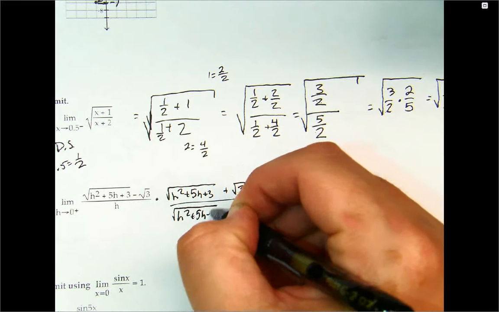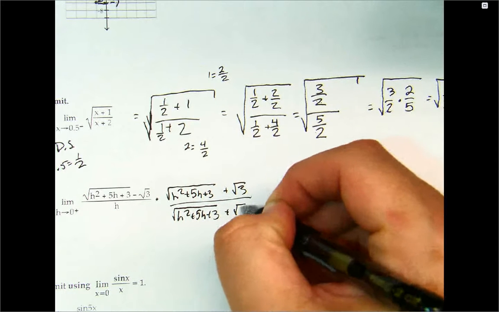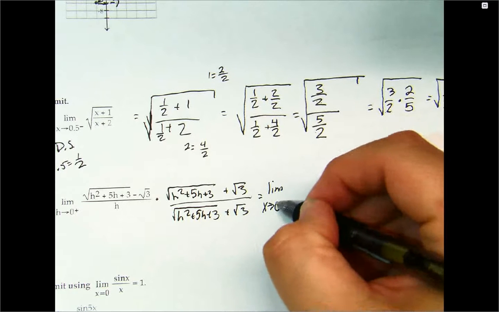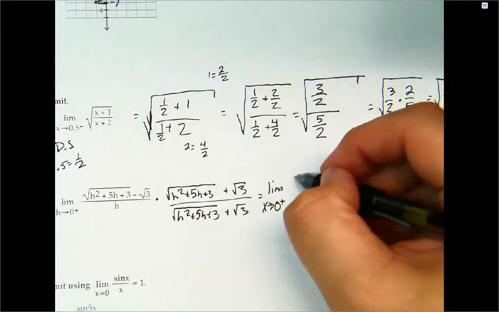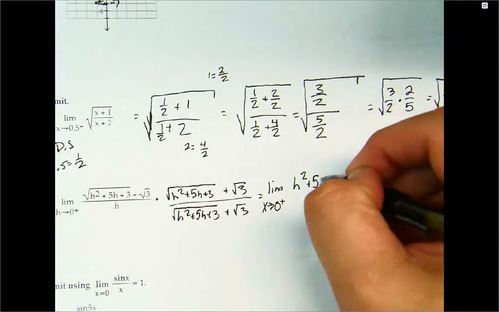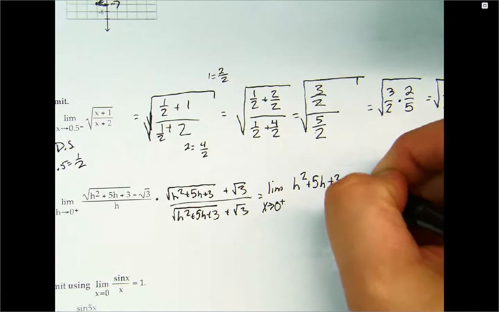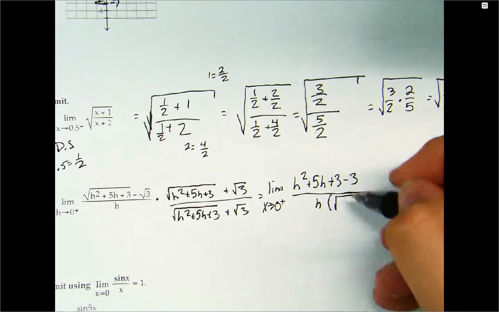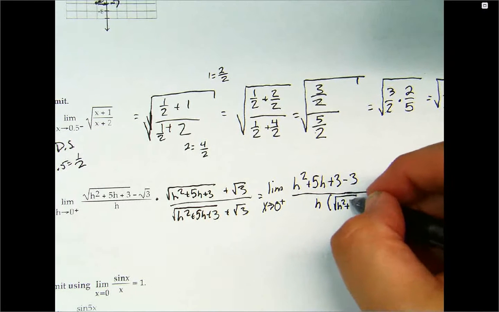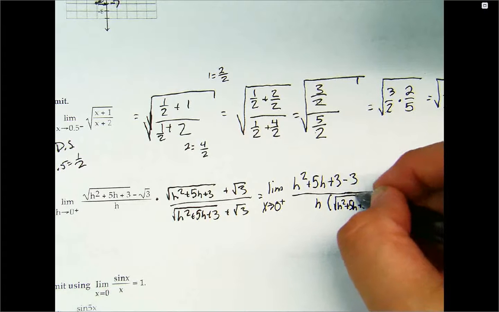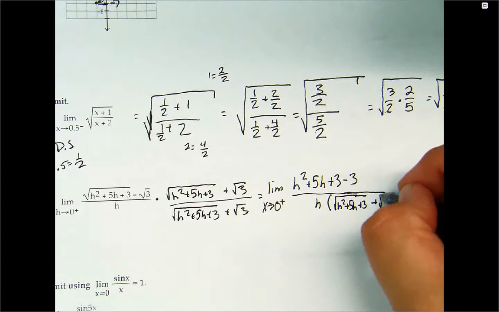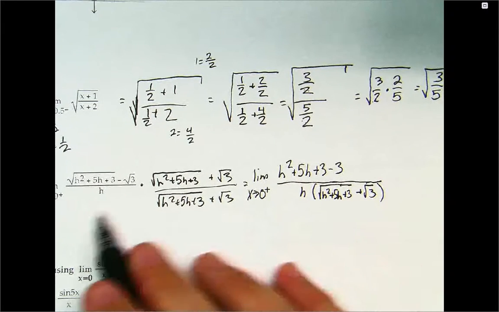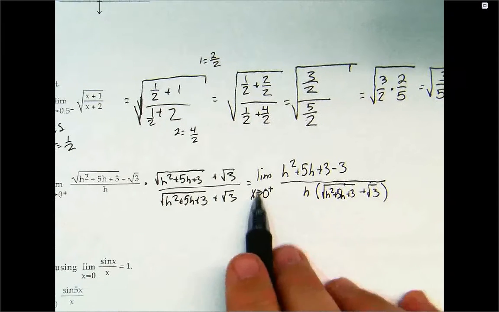So this would be equal to the limit as h goes to 0 from the right of h squared plus 5h plus 3 minus 3 all over h times the square root of h squared plus 5h plus 3 plus the square root of 3. Now the nice thing here, I've got a crazy square root going on, but my limit is actually going to 0, so my life is going to be less complicated.